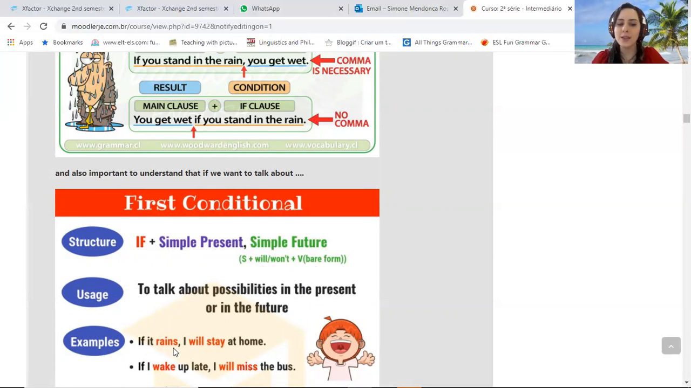If it rains, I will stay at home. Então, é aquela coisa, se chover, eu ficarei em casa, né? Não compensa sair na chuva. If I wake up late, I will miss the bus. Se eu acordar tarde, eu perderei o ônibus, né? Então, tudo é uma condition, é falar uma possibilidade do presente e uma possível consequência no futuro. Para isso que eu uso a first conditional, ok?